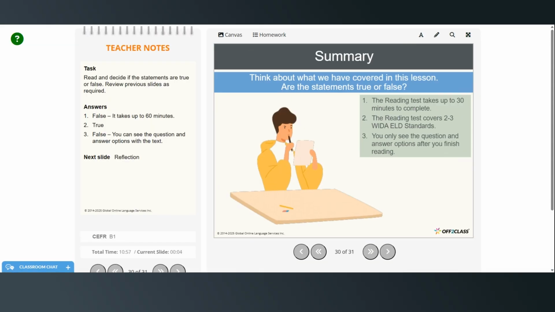Okay, so number 1 is false. This section takes up to 60 minutes. Number 2 covers 2 to 3 WIDA ELD standards. That is true. And number 3 is false because you can see the question and answer options with the text.